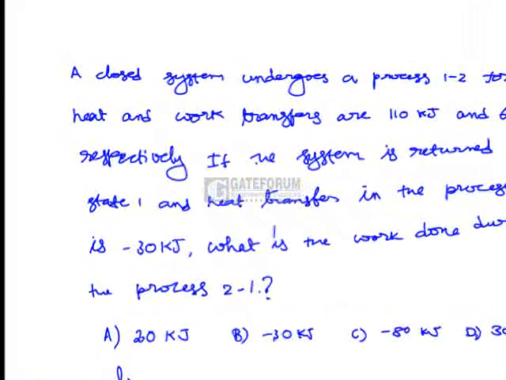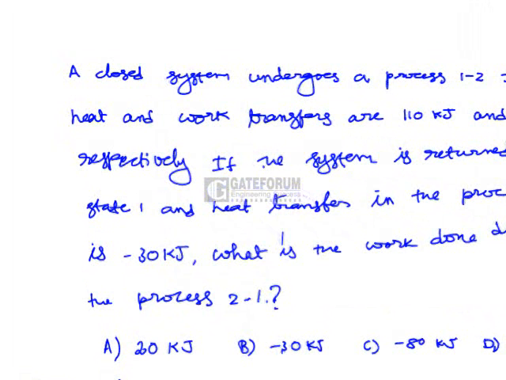A closed system undergoes a process 1 to 2 for which heat and work transfers are 110 kilojoules and 60 kilojoules respectively. If the system is returned to state 1 and the heat transfer in the process 2 to 1 is minus 30 kilojoules, what is the work done during the process 2 to 1? It is a closed cycle, because the first process goes from state 1 to state 2 and then it is returned from state 2 to state 1. That means it is a closed cycle.